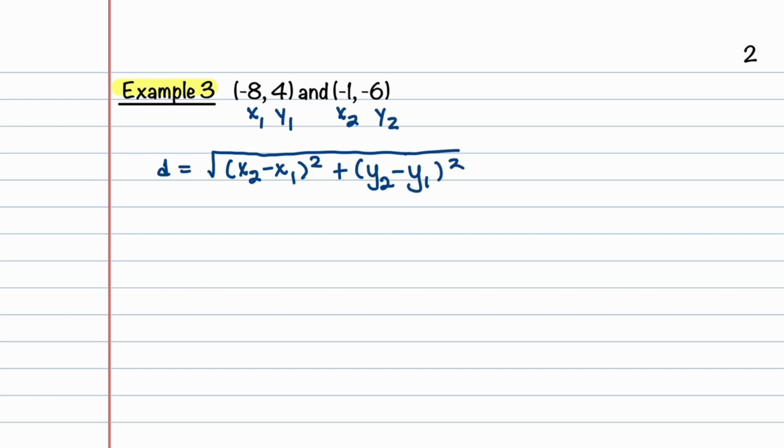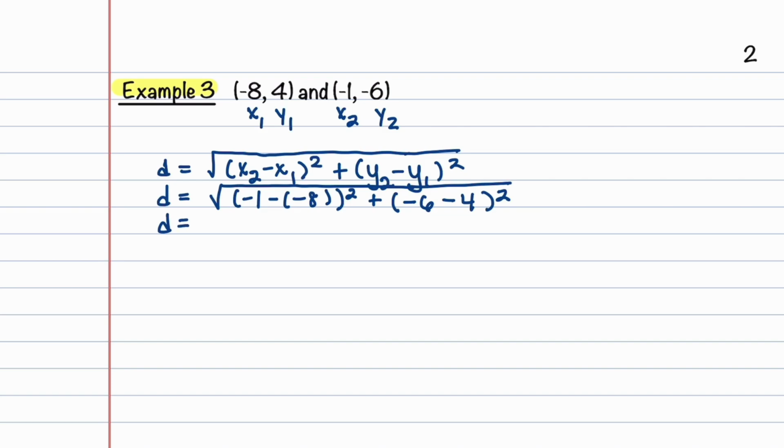I think you'll find that if you write the formula every time you do a problem, you'll be able to memorize the formula easier. Our distance is then the square root of x2, which is minus 1, minus x1, so we have a minus 8. A lot of negatives go on there. That gets squared. And then we have y2, which is minus 6, minus y1, which is 4. And we always need to remember to square each of those terms.